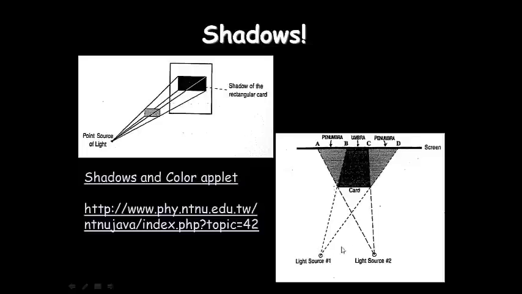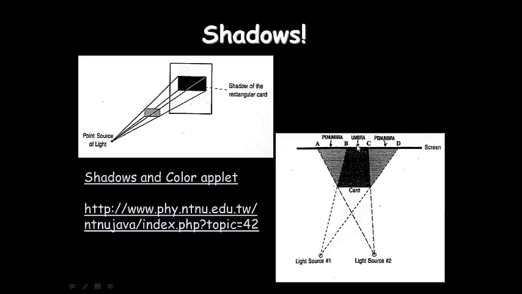When we have more than one light source, if you follow these ray tracings, look at light source 1, I trace it to the edge of the card in both directions. Light source 1 cannot hit this part of the screen. Light source 2 gets blocked here and gets blocked here between A and C. Both light is blocked in this stretch of the screen. That's considered an umbra.